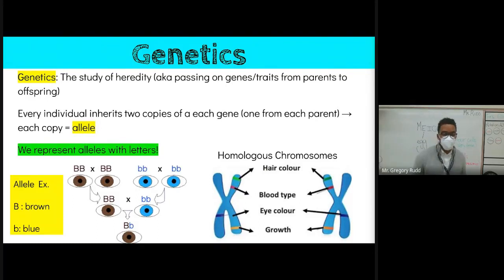Okay, so again, genetics is defined as the study of heredity, aka passing on genes and traits from parents to offspring. Alex, you already got this?